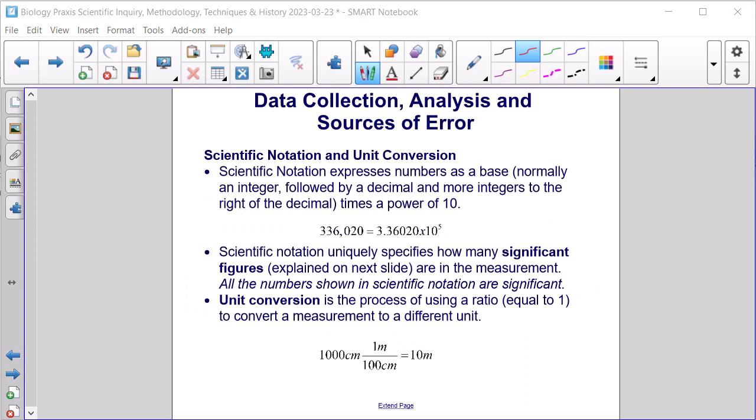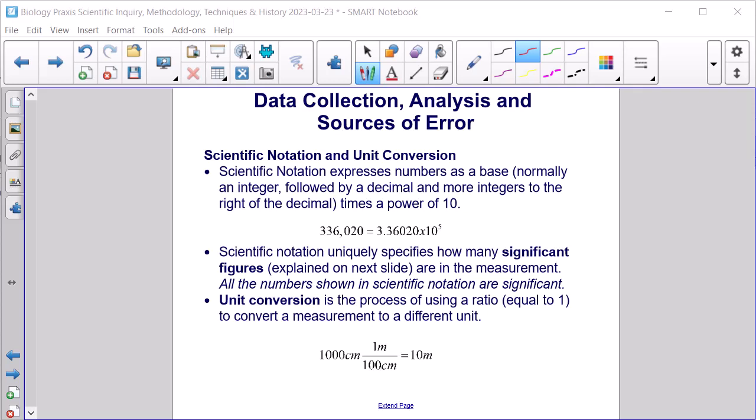Scientific notation and unit conversion. Scientific notation expresses numbers as a base, normally an integer, followed by a decimal and more integers to the right of the decimal, times a power of 10. So you can see the number 336,020 expressed in scientific notation, 3.36020 times 10 to the 5th.